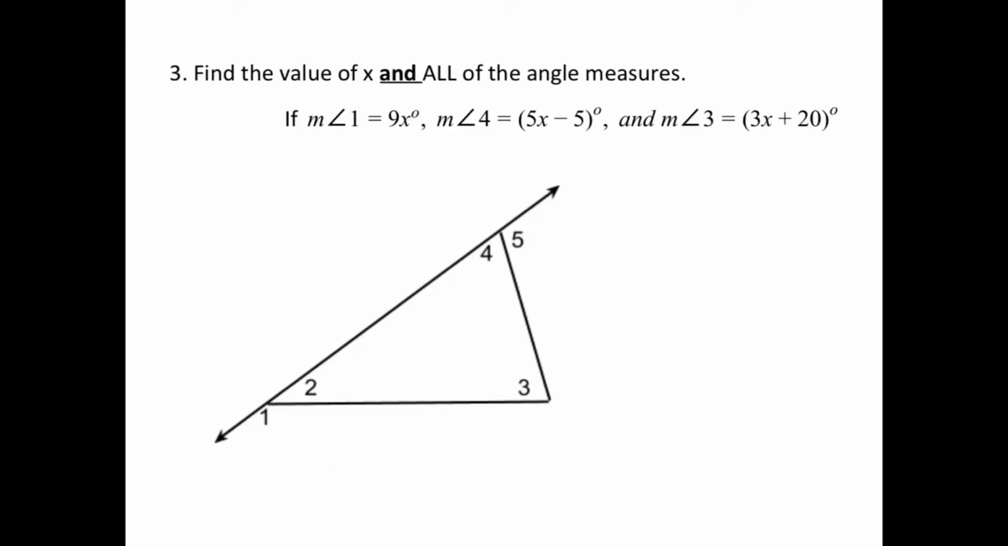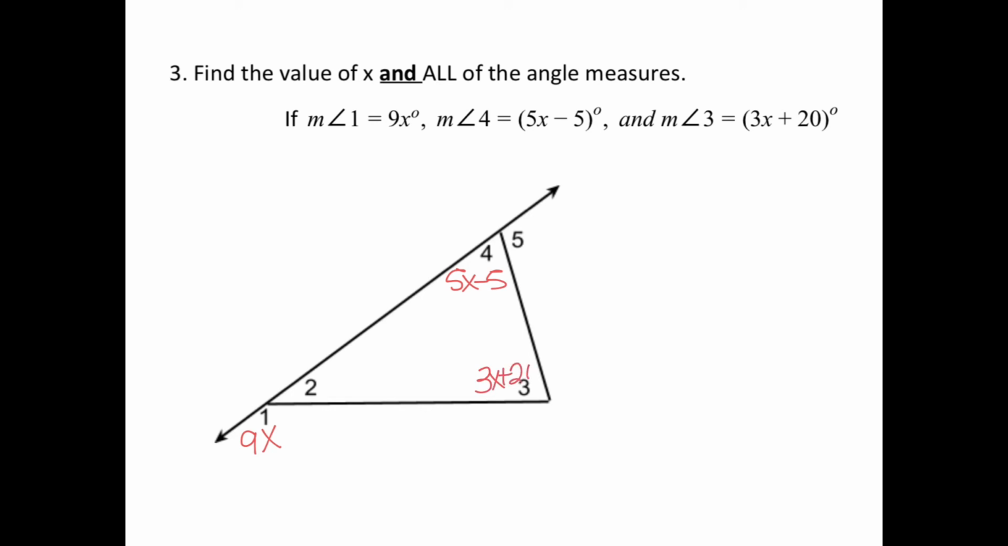This final problem takes it a step further, where we need to find the value of x and also all of the angle measures. Now the diagram itself is only labeled with numbers in the angle locations. We need to make sure we are labeling all of this properly. So the measure of angle 1 is 9x, the measure of angle 4 is 5x minus 5, and the measure of angle 3 is 3x plus 20.